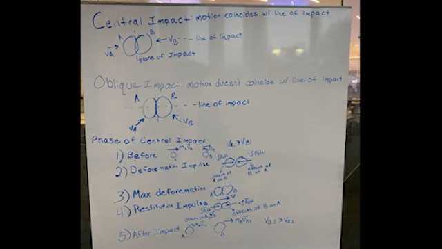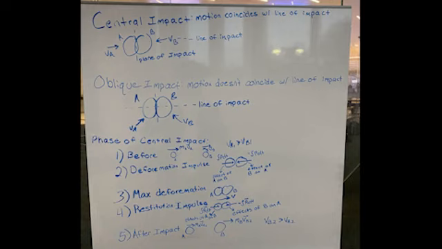Central impacts are when the velocities of two objects are along the quote-unquote line of impact. Our experiments are considered to be central impacts as the floor does not have an initial velocity. As you can see from the figure, the objects will go through 5 phases within the central impact.